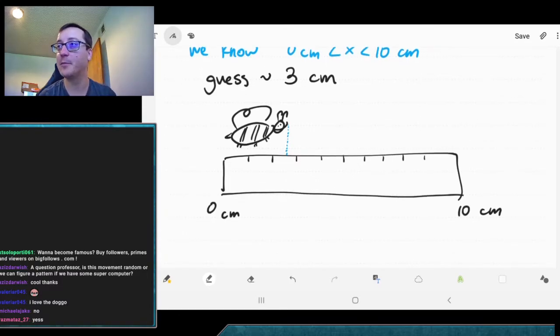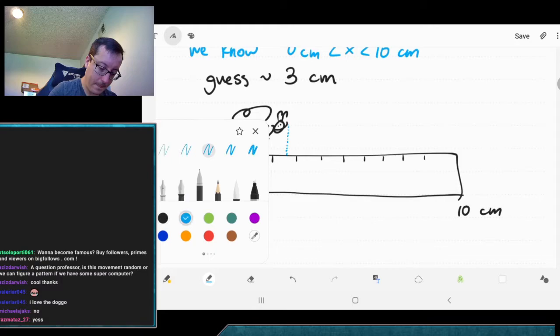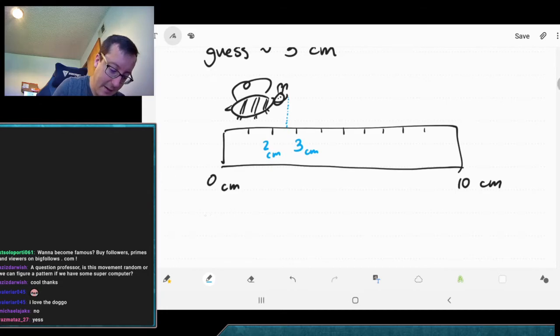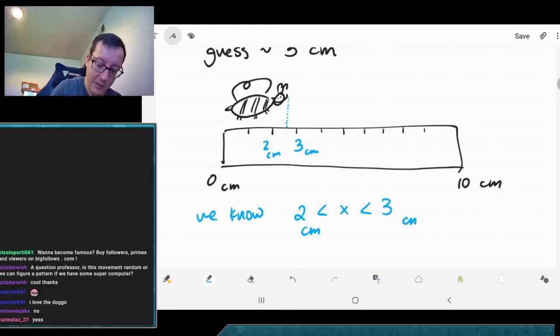And again, we're pretending that all those are equal. They're kind of equal, right? Good enough. Now, I can see very clearly, right here we have 2 centimeters and 3 centimeters. So now with a slightly better ruler, we can say that it's between 2 centimeters and 3 centimeters. It's bigger than 2, it's less than 3.